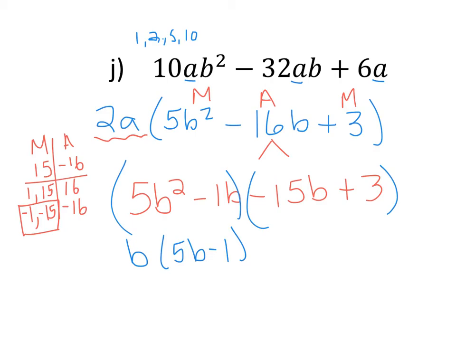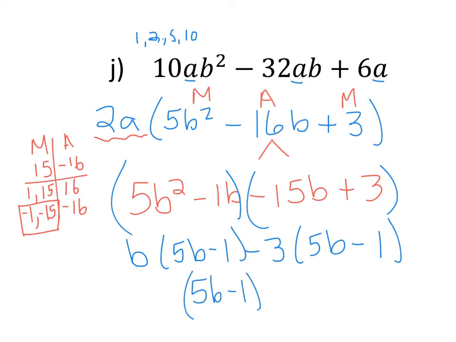In the next grouping, I know I have to pull out a negative because I have a minus sign here and I need a minus sign there, so definitely a negative. And they have a 3 in common. So this would be 5b minus 1. 5b minus 1 is in common. My leftovers are b minus 3. And remember to bring down that 2a.